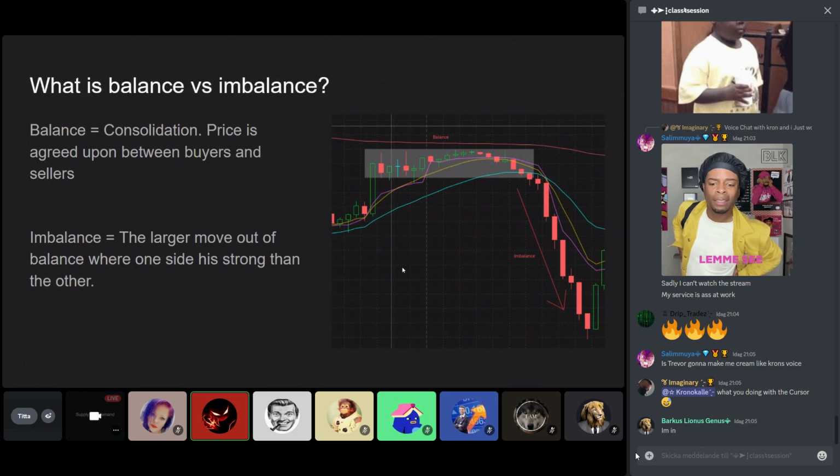Now, another concept of supply and demand is balance and imbalance. Balance, just think of consolidation. In theory, the buyers and sellers are in agreement on price. Price does not want to move higher or lower, so we're just sitting in one little spot. The imbalance happens when you get that large move, and that is how we know a zone probably formed.